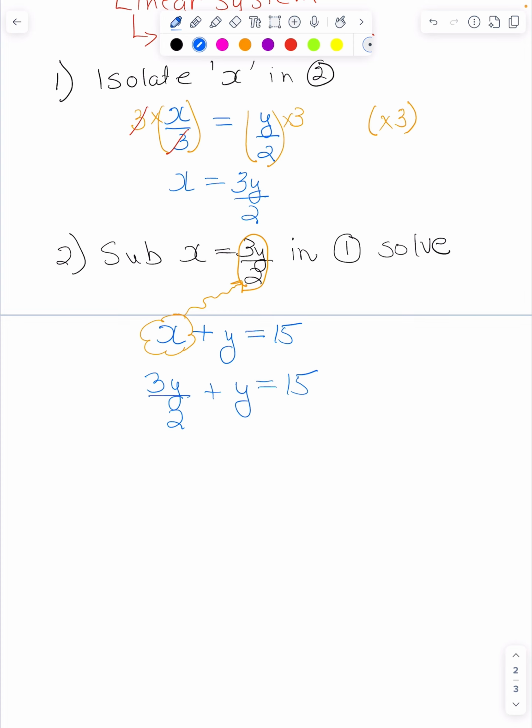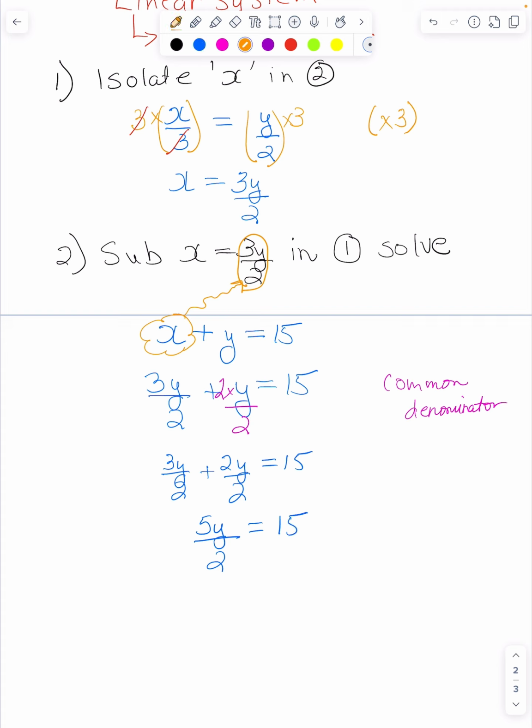With the fraction, I need to have a common denominator to add. And the common denominator is, if I'm going to have a 2 on the denominator, I have to multiply the bottom and the top by a 2. Once you get that, you will have 3y over 2 plus 2y over 2 is equal to 15. I can add the numerators together to give me 5y divided by 2 is equal to 15.